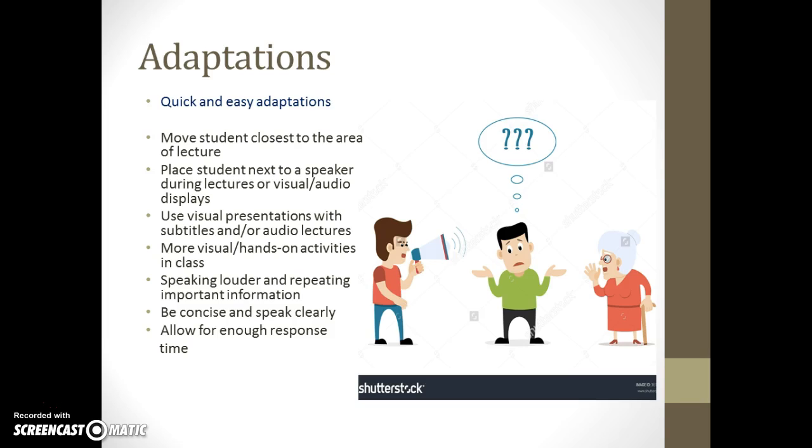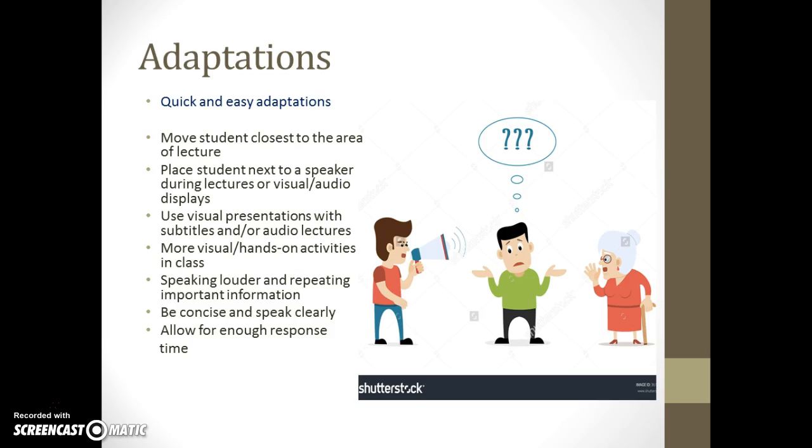Use visual presentations with subtitles or audio lectures. This was one of the biggest things that I read about: make sure that you use plenty of visuals with them, because their hearing may not be so good, but if they're able to see it visually, it'll help them out. So make sure to use visual presentations, and again, subtitles. If you're showing some sort of movie or documentary, make sure if it has subtitles, you include those.